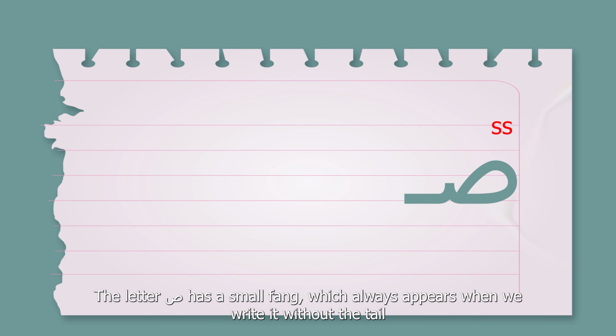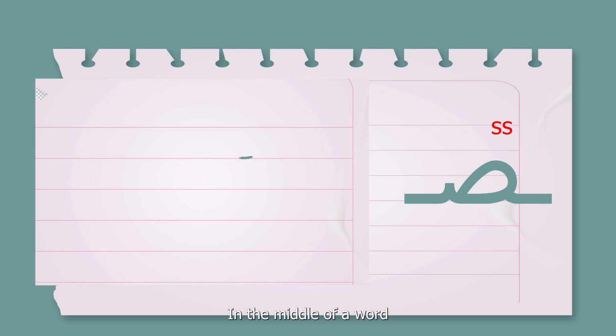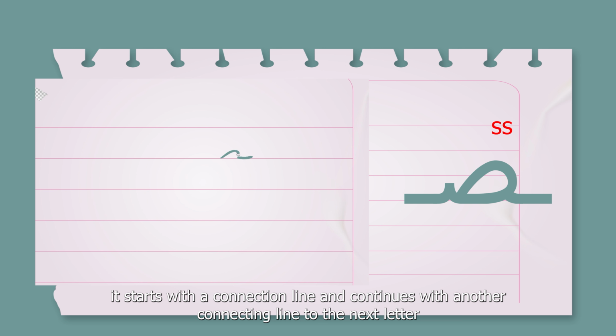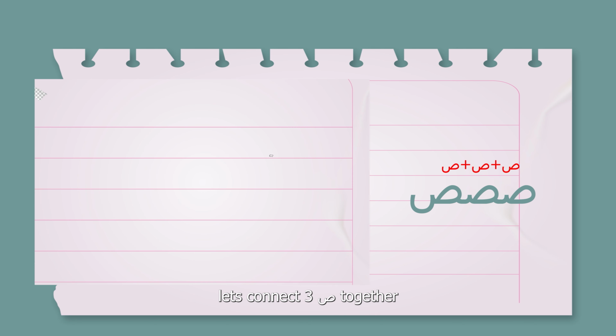Did you notice? The letter sa has a small fang, which always appears when we write it without the tail. In the middle of a word, it starts with a connection line and continues with another connecting line to the next letter. Let's connect three sa together.